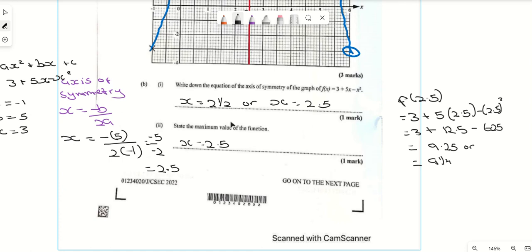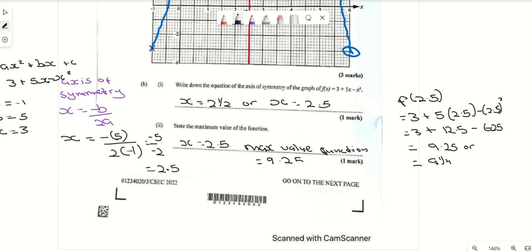So when they ask for the maximum value, you find your axis of symmetry, which is minus b over 2a, right? And then that would give you what x is equal to. You put that value into your function and you'll get your maximum value. So when x is equal to 2.5, my maximum value for my function is equal to 9.25, and that would be your answer for part B.